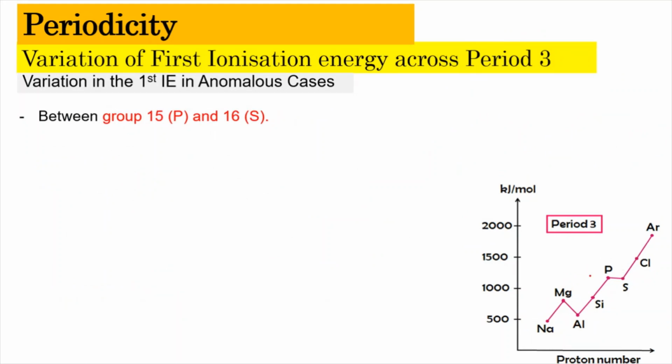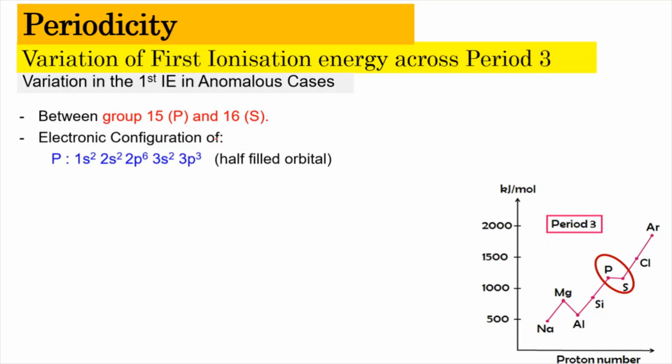Similarly, we can also explain that for phosphorus and sulfur. Phosphorus is in group 15, and sulfur is in group 16. So we're going to look into the electronic configuration. Phosphorus has 15 electrons, so it's going to be 1s2, 2s2, 2p6, 3s2, 3p3, which is a half-filled orbital. Sulfur has 16 electrons, so it's going to be 1s2, 2s2, 2p6, 3s2, 3p4.